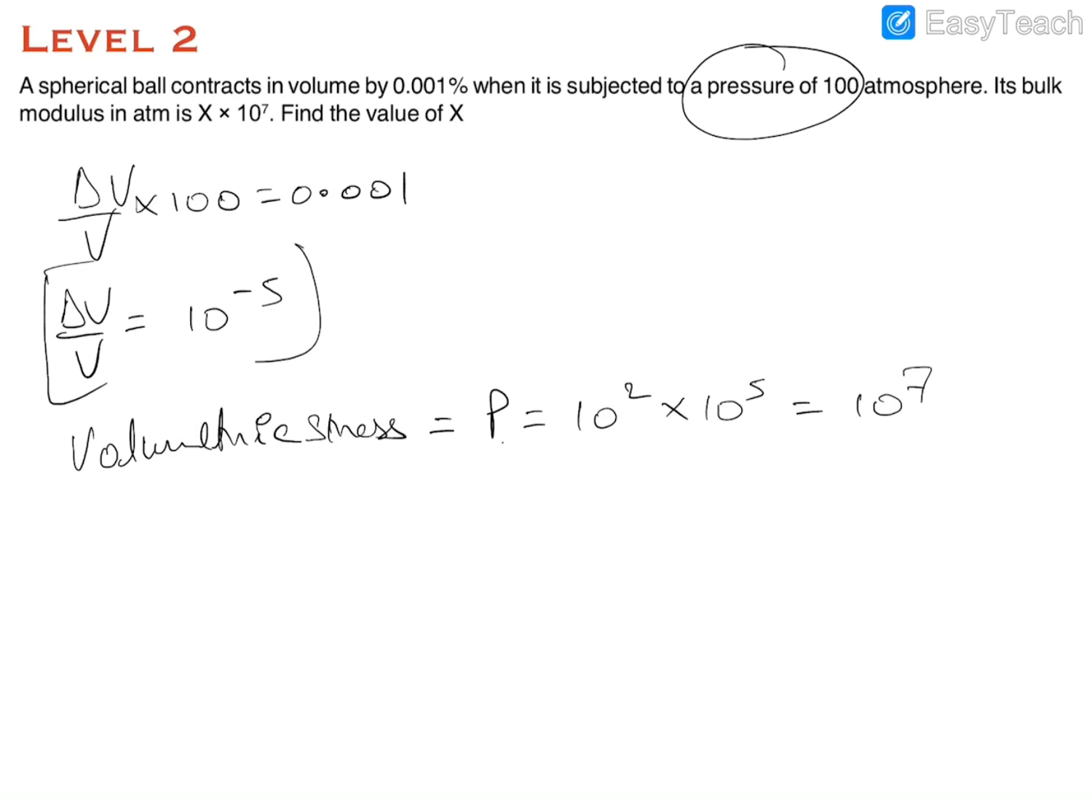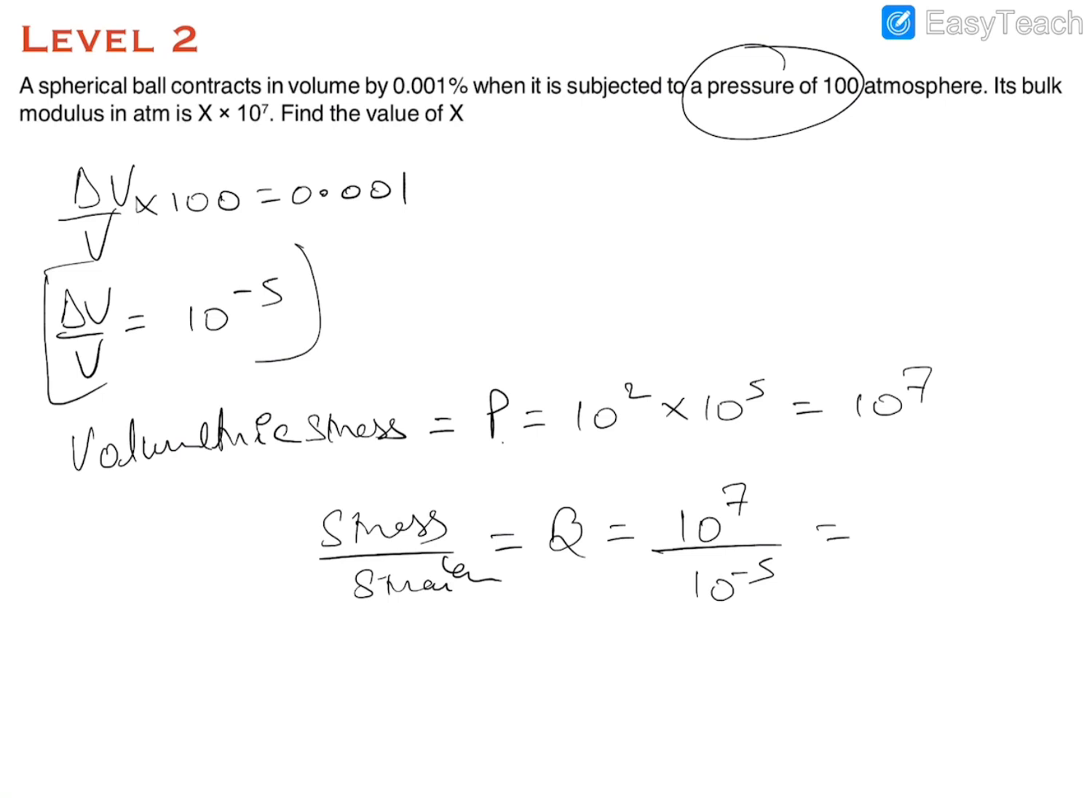Now the bulk modulus, we know that volumetric stress upon volumetric strain is bulk modulus. So this is bulk modulus, and volumetric stress is 10 raised to power 7, and the volumetric strain is 10 raised to power minus 5. So this is 10 raised to power 12.